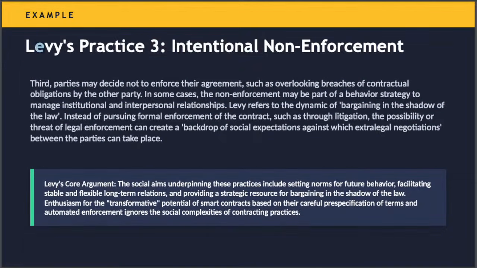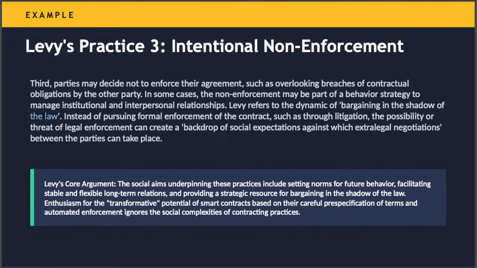Well, let's look at Levy's practice number 3 here, the intentional non-enforcement. Third, the parties may decide not to enforce an agreement, such as overlooking breaches of contractual obligations by the other party. In some cases, the non-enforcement may be part of a behavior strategy to manage institutional and interpersonal relationships. Levy refers to the dynamic of bargaining in the shadow of the law.